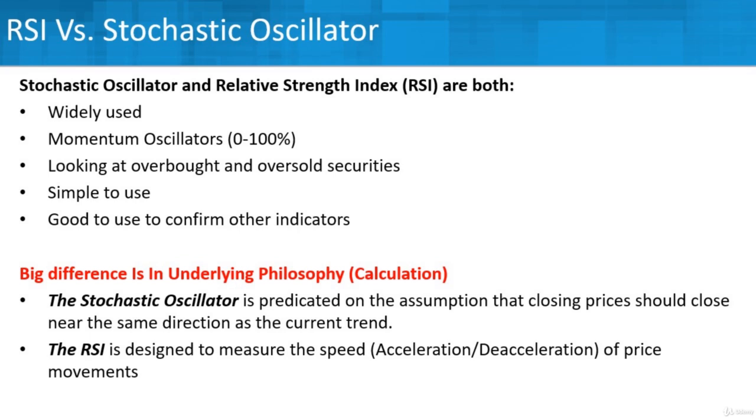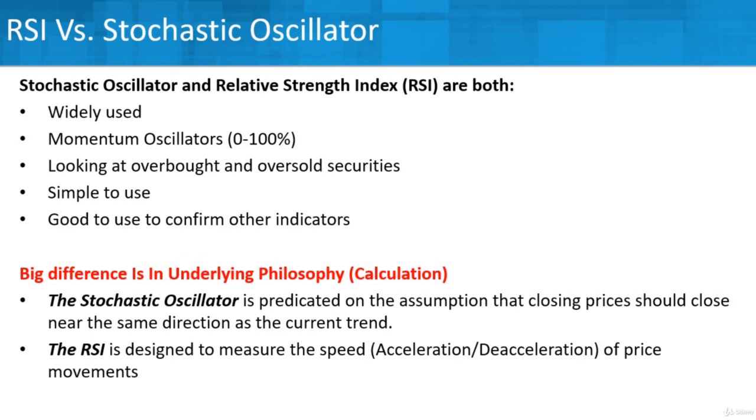So really what the big difference is, and how we might apply that, is the underlying philosophy, which gets into the math, which gets into the calculation. Again, you don't have to calculate on your platform, but if you think about it philosophically, this is where the difference comes in. The stochastic oscillator is predicated on the assumption that closing prices should close near the same direction as the current trend. So if you've got an uptrend, you should have uptrending closing prices, and that close should kind of close near that same direction, or in that trend. So it emphasizes that trend part of the closing prices.